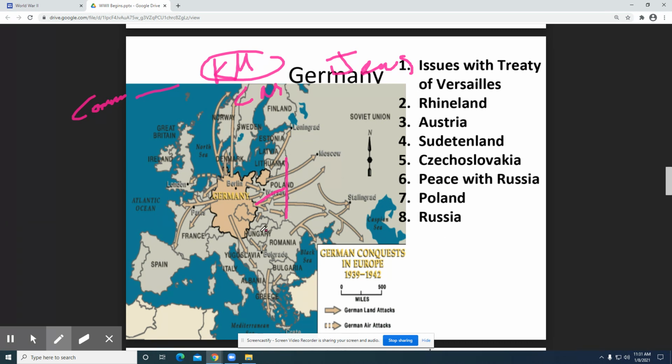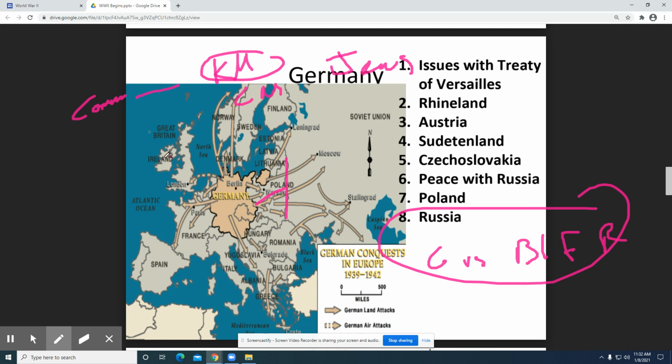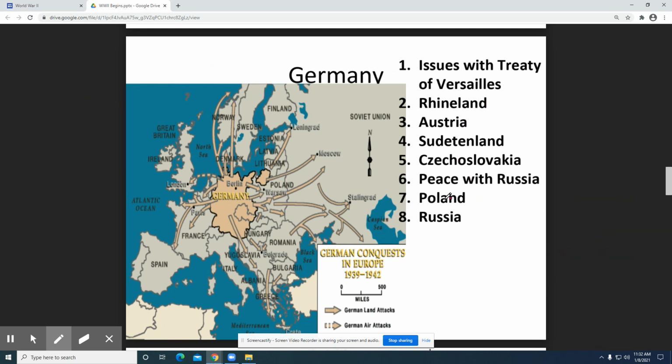So at that particular point, going into Poland is Germany versus Britain and France. However, now that he has moved into Poland and then moved into Russian territory, it is now going to be Russia. Where's the United States in all of this? Yeah, we're not getting involved, and that is not going to happen until Pearl Harbor, which will then bring the United States into this conflict.